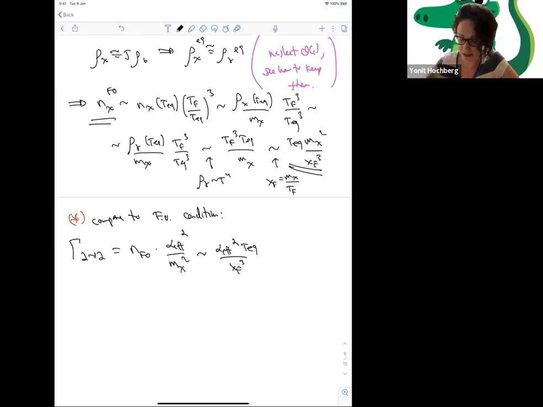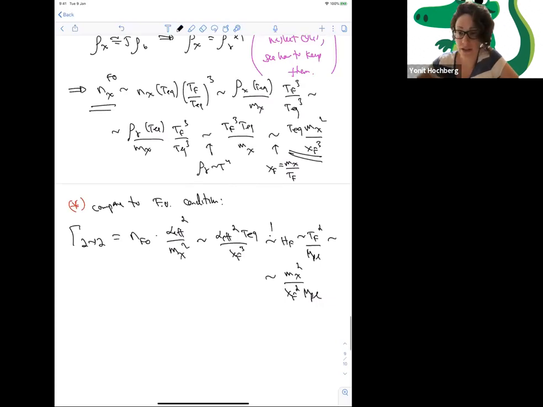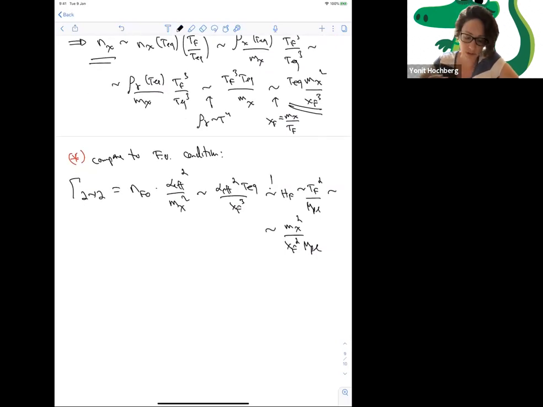And now we're going to demand that this is of order Hubble at freeze out. Hubble at freeze out is temperature at freeze out squared over m Planck. And again, we're going to move to this variable x, so we can write this whole thing as m chi squared over x freeze out squared times m Planck. Okay, so this is our freeze out condition, and what we can now do is just move things around and solve for m, the mass, as a function of the coupling.